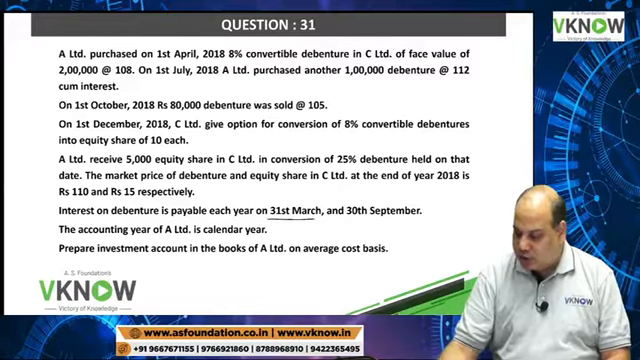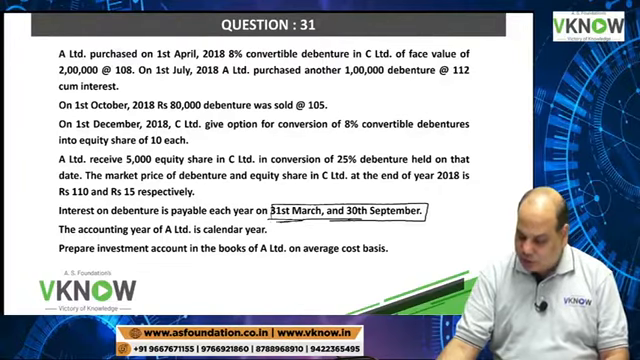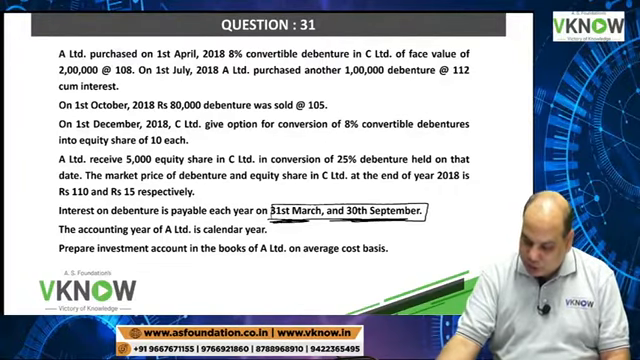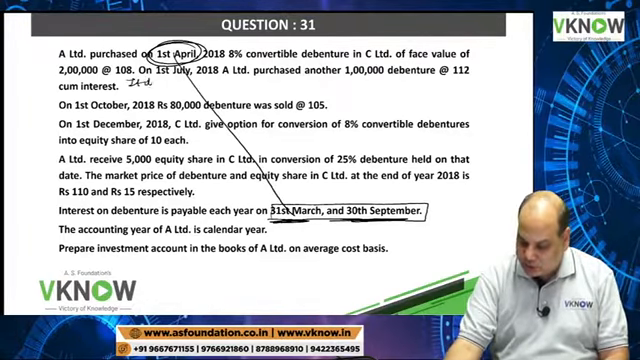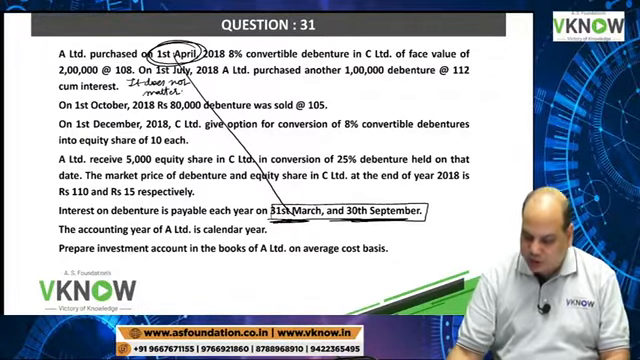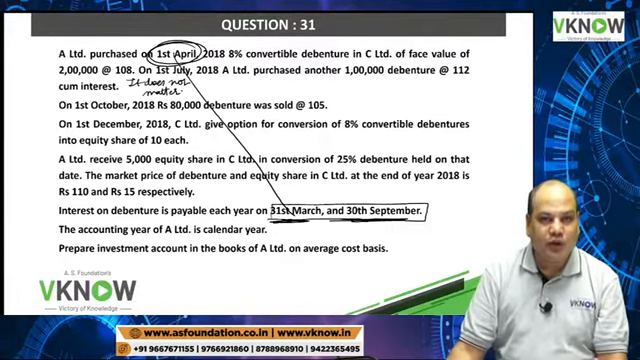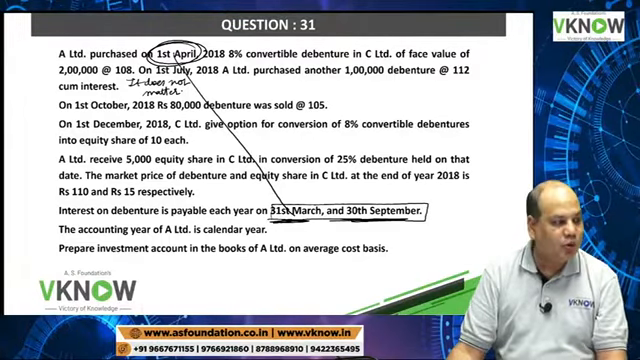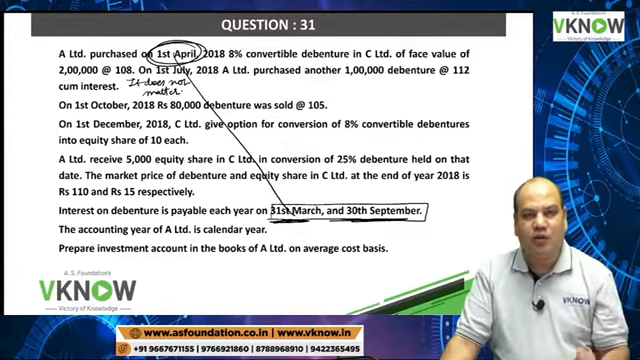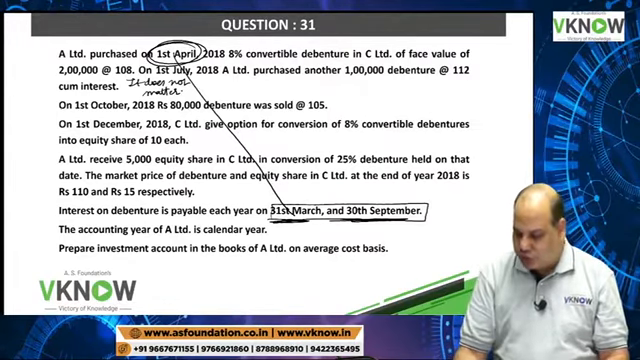Now look at the last three lines on the screen. Interest payment date is 31st March and 30th September and you are purchasing on 1st April. So the answer is it does not matter. Neither X interest nor cum interest, because there is no interest accrued. Last interest is paid up to 31st March. You are purchasing on 1st April. Where is the interest accrued? Doesn't matter.